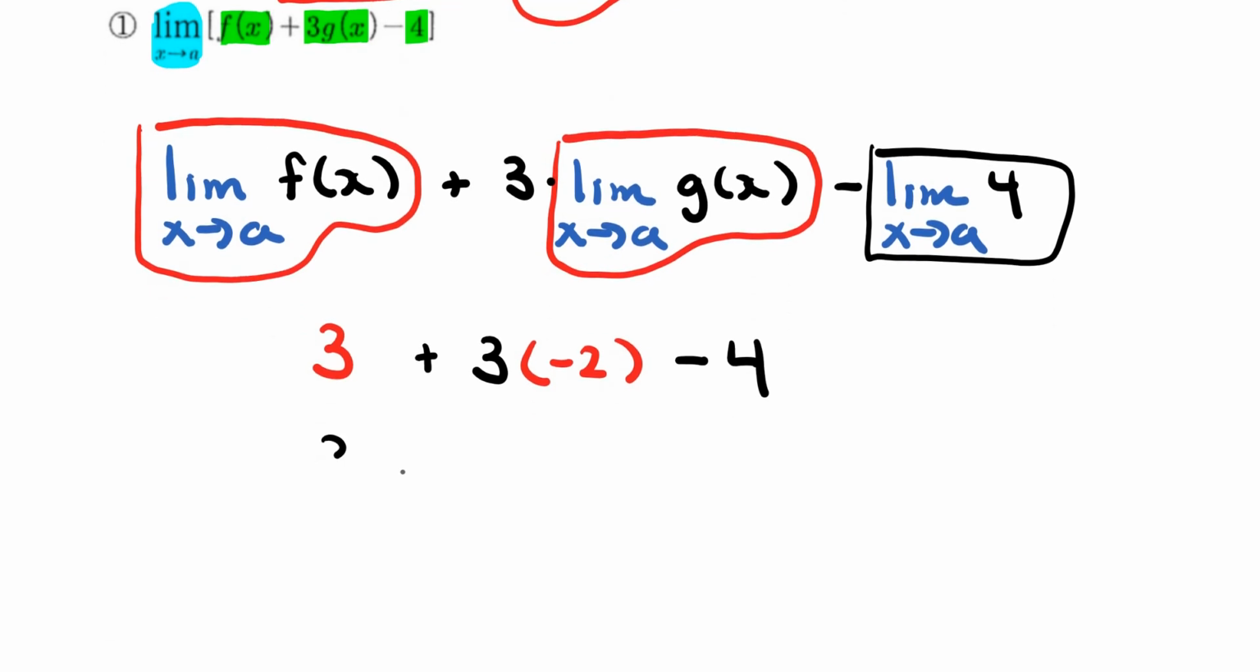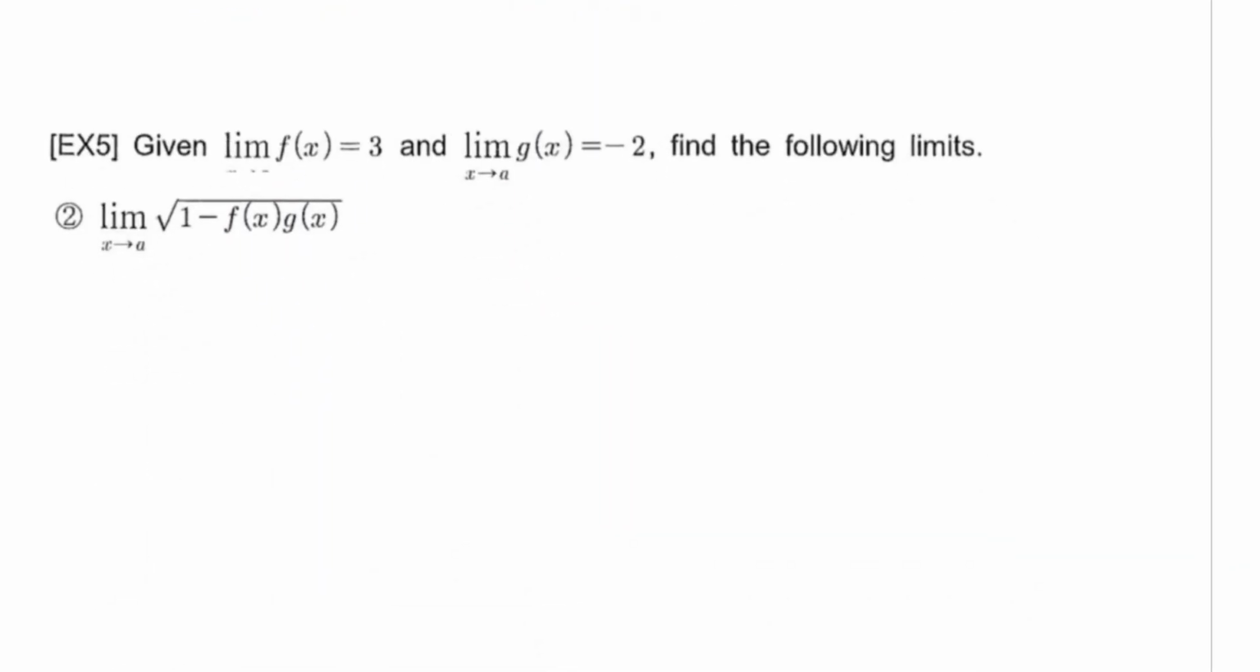Okay, so this will be 3 minus 6 minus 4, which is going to be negative 7 as a final answer there. All right, so most students can get negative 7 pretty quickly, but we just need to distribute that limit sign correctly because we're being asked to use limit properties. Okay, moving on to the next one here.